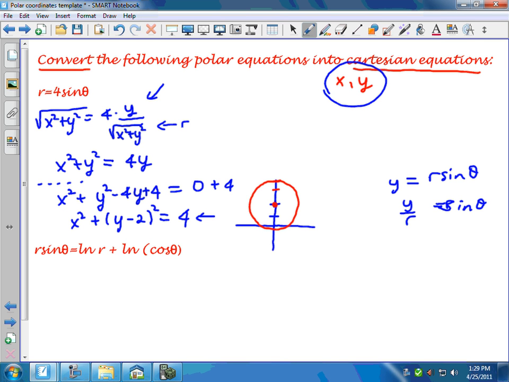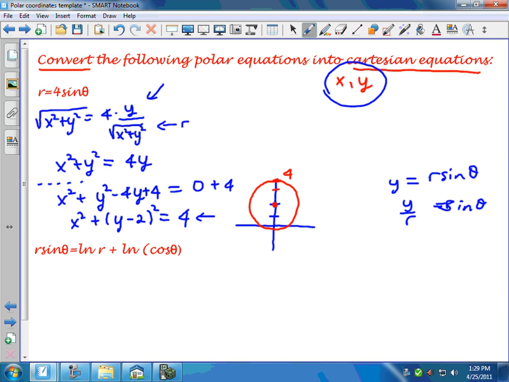And based on what we graphed a little while ago, r equals sine theta was a circle that wraps around the y-axis, remember? R equals cosine theta was a circle that wraps around the x-axis. And this one happens to have a radius of 2 units. The highest point on the y-axis is 4.